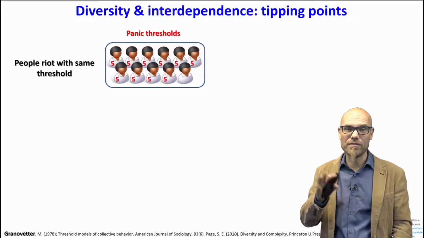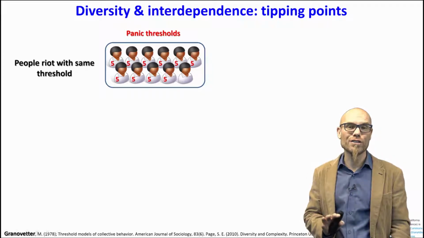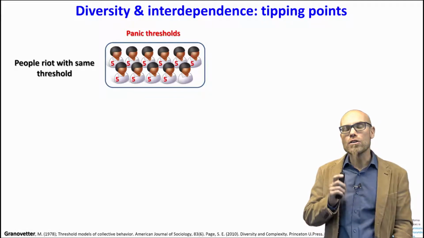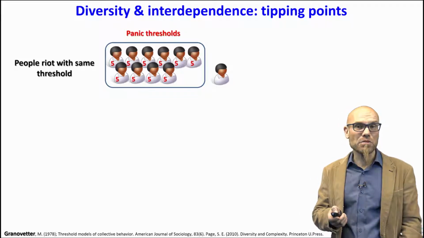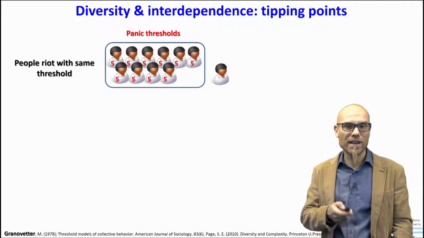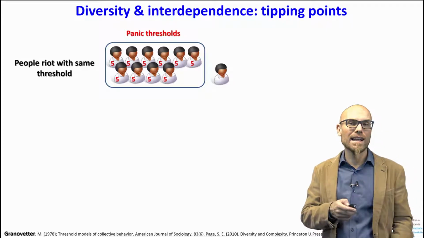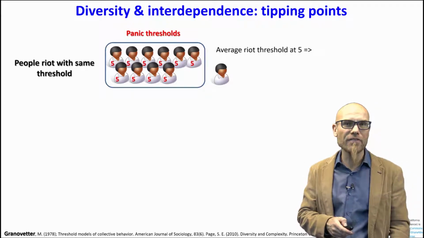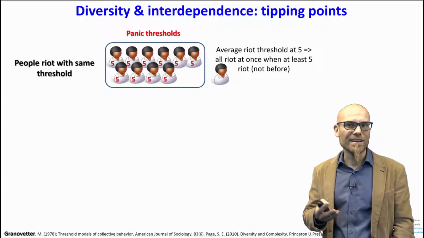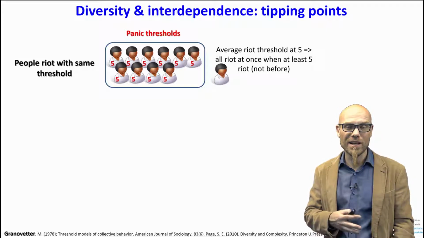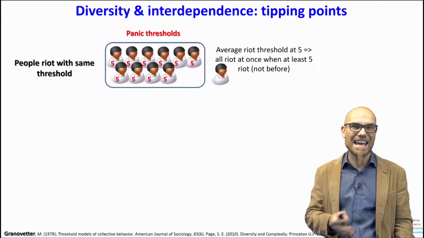If 5 or 6 or 7 or more, yes, you also keep on running. Right? So, okay, the first one leaves, nothing happens. Five people leave. Okay, so the average riot level of these 11 people is 5, and all riot at once when at least 5 leave the building. Before that nothing happens, and suddenly everybody leaves.